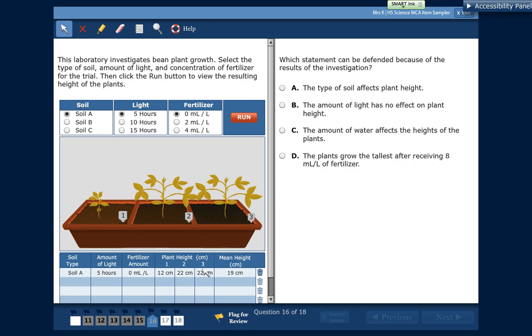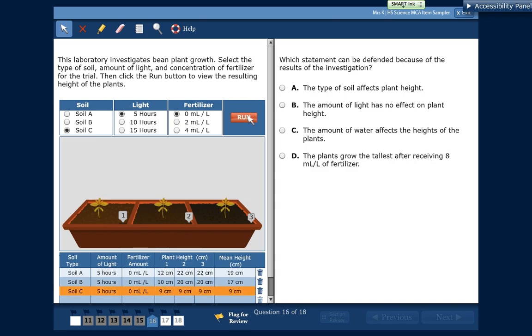With soil type A, we get differing plant heights. Now we're going to change to soil type B, and note I keep the other things the same, the light and fertilizer. We also see differing heights that are different compared to soil A. Let's try soil C, keeping everything else the same. Wow, very little growth.